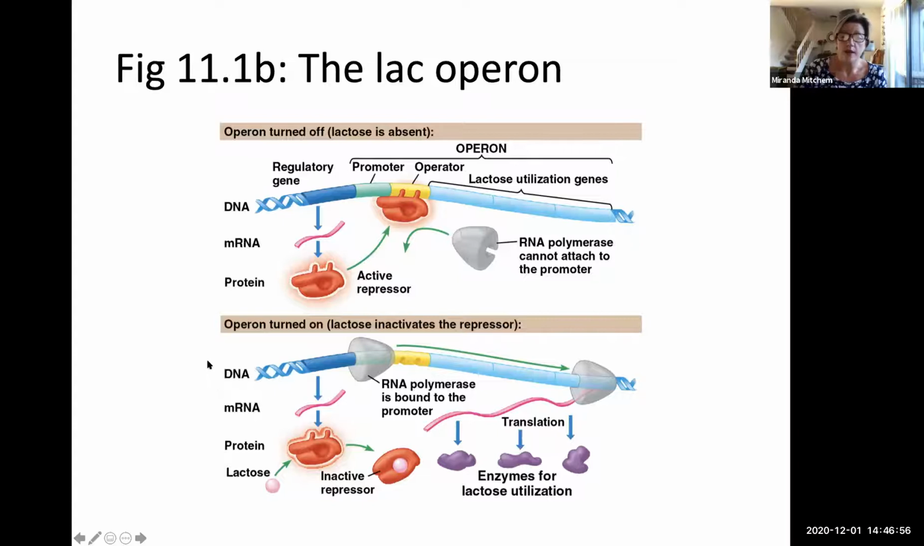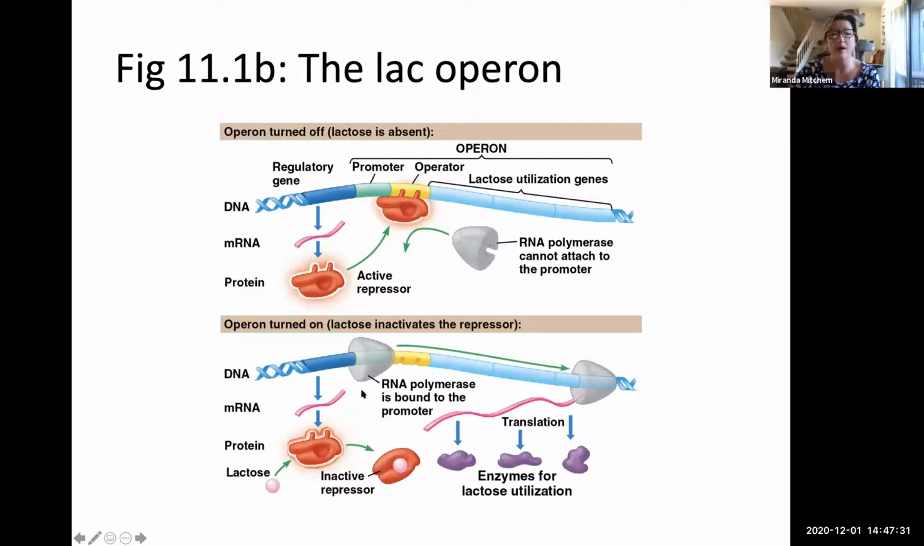So now we're in the setting where there is lactose present. And lactose is shown with this little pink ball here. Well, it binds to the repressor and changes the shape of the repressor. So notice that those two knobs that are needed to interact with the operator are not present when lactose binds the repressor. It causes a conformational change in the repressor, and so now the repressor is inactive. It is not capable of binding to the operator.